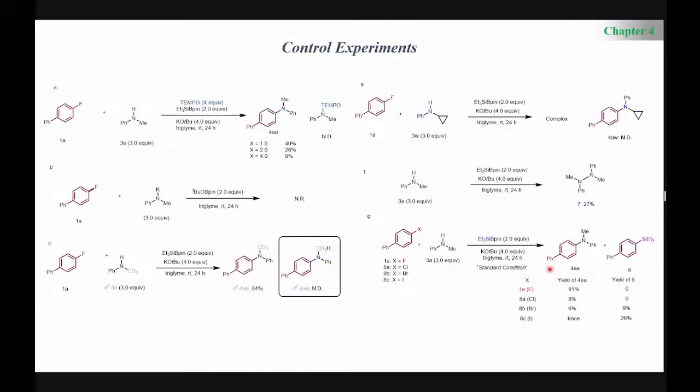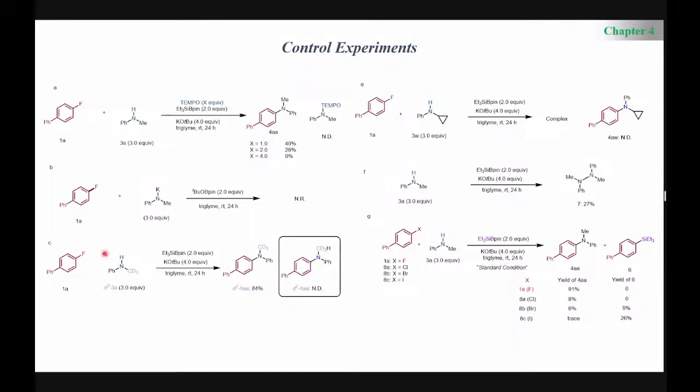We did several control experiments to gain insight into this reaction mechanism. As usual, firstly, we examined this reaction in the presence of TEMPO. Here we can see with the increasing amount of TEMPO, the yield of product decreased. Well, sadly, we weren't able to detect this TEMPO-trapped intermediate, but this reaction was sabotaged with an increased amount of TEMPO. Then the reaction of aryl fluoride with this freshly prepared potassium anilide in the presence of this organoboronate compound was conducted, yet no reaction occurred. So it can safely be said that this process is not involved in the formation of the potassium anilide.